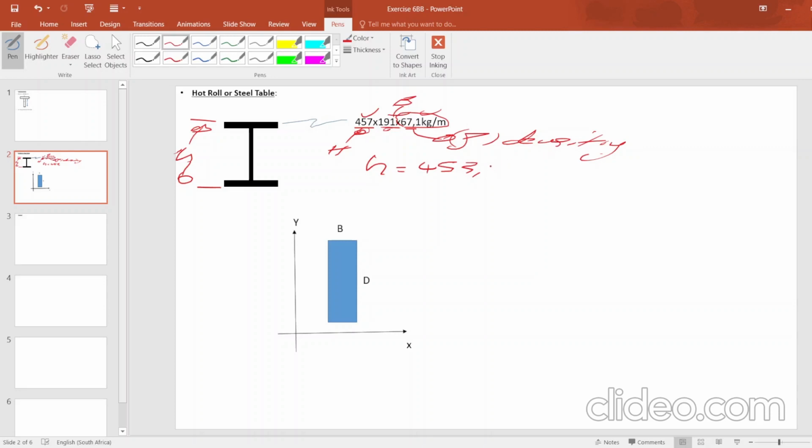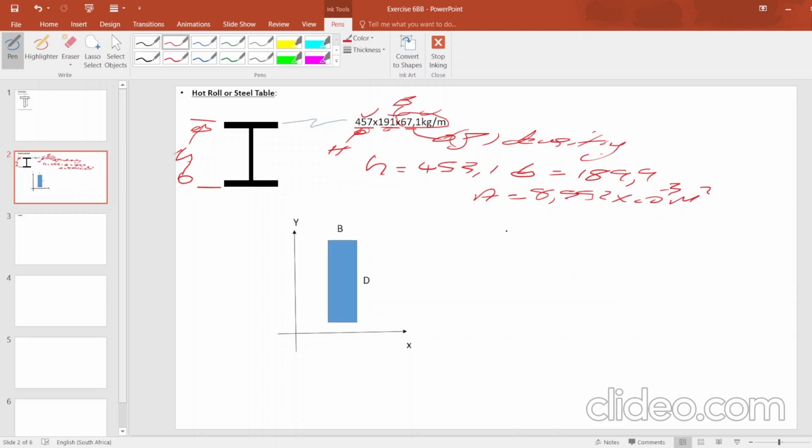Okay, I think it's 1.6 there, I don't know. Then the base is given as 189.9. Then we are given the area. There's no need for us to calculate it. We are given 8552 times 10 to the power negative 6 as our area.